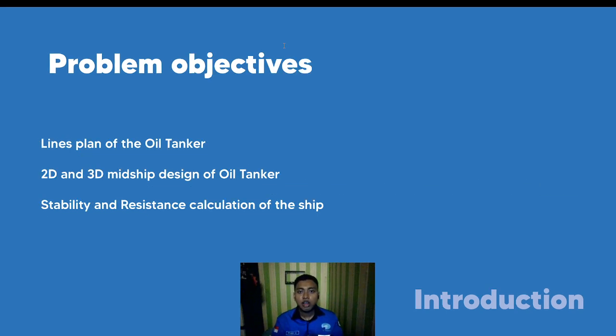There are three objectives we will find out. The first one is the lines plan of the oil tanker, then the 2D and 3D midship design of the oil tanker, and last, the stability and resistance calculation of the ship.